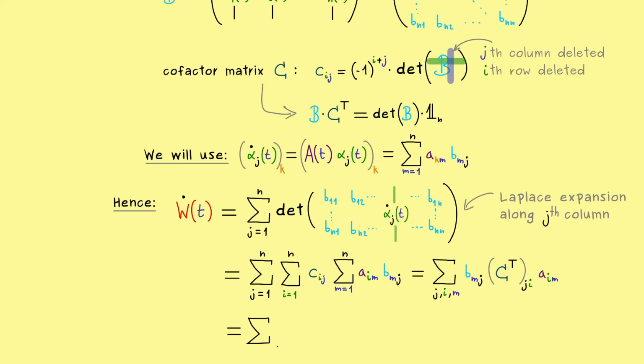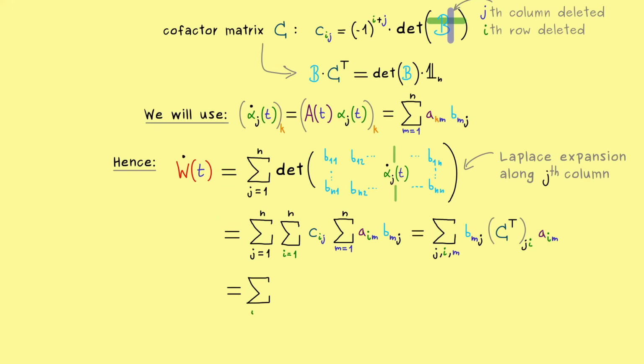In order to see that, let's put the sum over j inside. So there you should see the matrix product of B with C transposed. In fact, what remains there is the entry m_i. So to make it clear, we have the matrix product here and then we take the entry m_i.